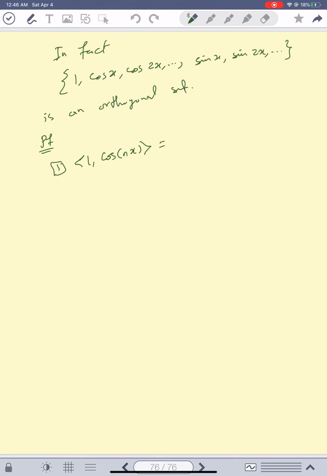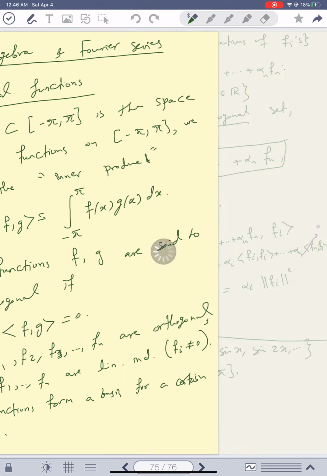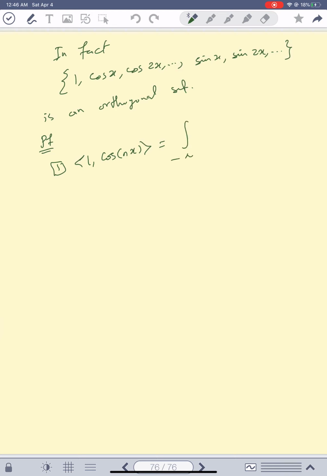Now what is our definition for the inner product? Our definition is the integral from negative pi to pi of f of x, the first function is 1, the second function is cosine nx, dx. But if you compute this integral, right away it is 0. So what this means is that the function 1 is orthogonal to all the cosines. Then, we need to check 1 with the sines.